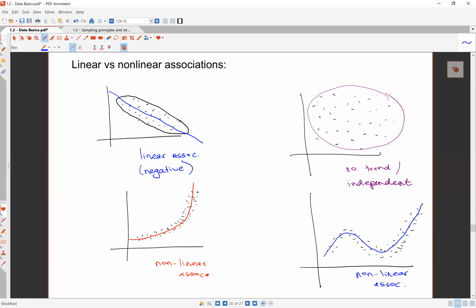Just make sure if you get asked to classify association, look at whether it's linear or nonlinear, or maybe independent, if it's just a random scatter of points and you see no relationship emerging. And then look at whether the points closely track that trend line or whether they're pretty dispersed around the trend line. That's how we would classify it as a weak versus a strong association.